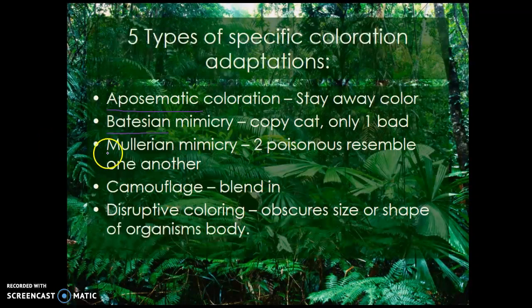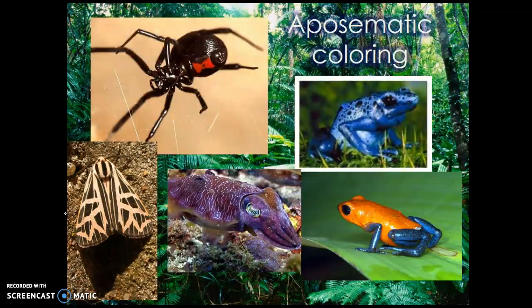Then we have Mullerian mimicry. This is basically when we have poisonous species resembling each other so that prey know to stay away. Camouflage, blending into the environment, obviously really important when you're trying to avoid predators or even maybe be out of sight from prey. And then disruptive coloring. This obscures the size or the shape of the organism.